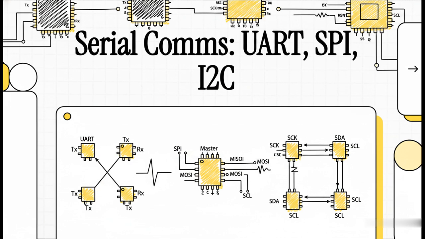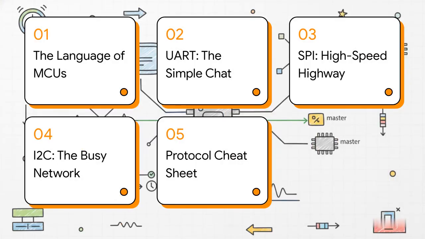We're going to decode the universal languages of electronics by breaking down the three core serial communication protocols: UART, SPI, and I2C. Here's our roadmap for this explainer. We'll start with the language of microcontrollers, move on to UART, the simple chat, hit the high-speed highway with SPI, navigate the busy network of I2C, and finally wrap up with a protocol cheat sheet.